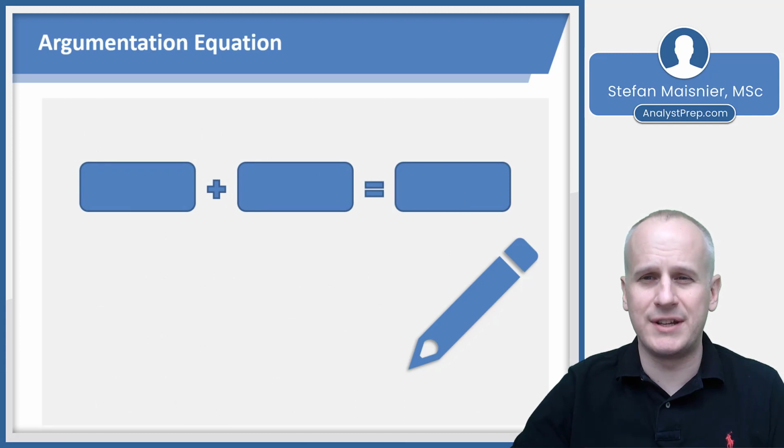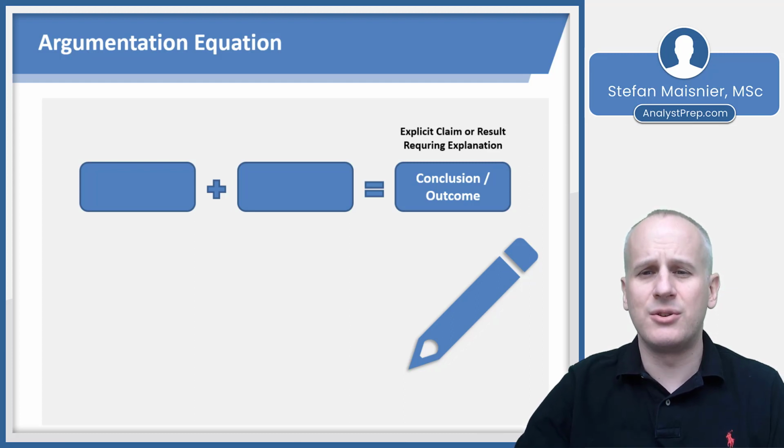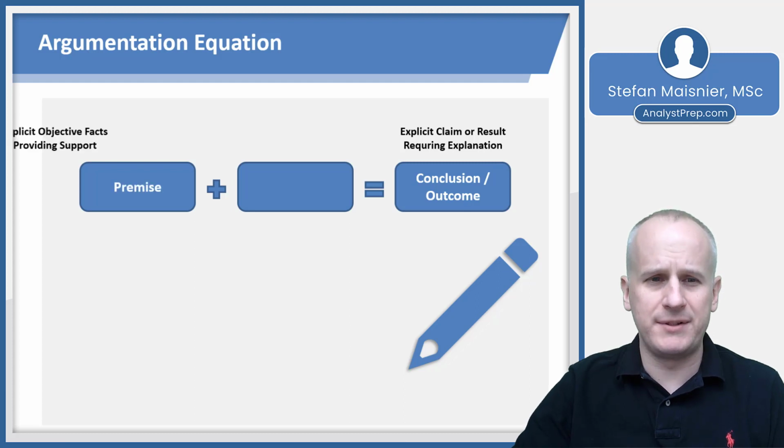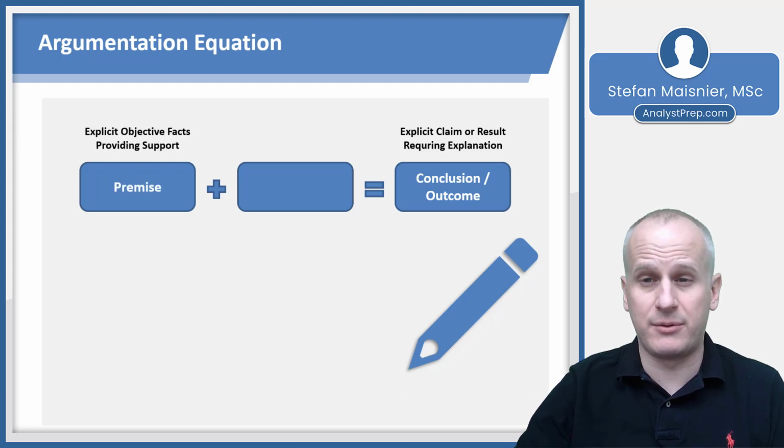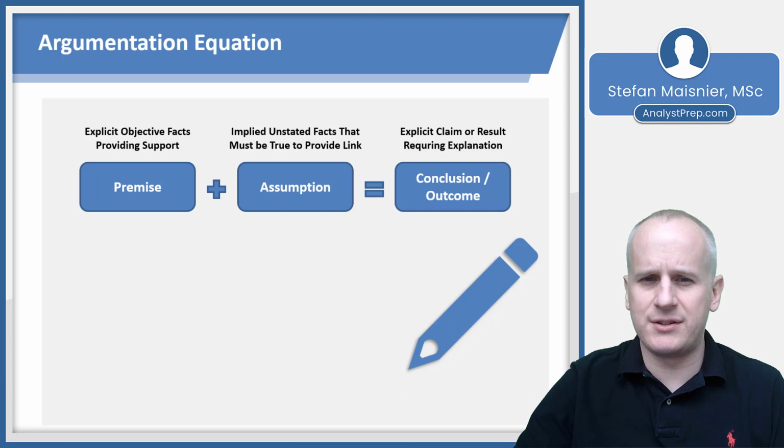Now, our argumentation equation is going to be slightly different here when we're trying to explain some sort of surprising situation or paradox. So we've got a conclusion or outcome. You may find a situation with these explain questions where you're like, that doesn't feel as much like a subjective opinion. So it's a claim or some sort of result. Again, it may be facts that require explanation, and that's going to function as your conclusion here. Your premises are still going to be the explicit objective facts that theoretically are providing support, even if they seem to a degree counterintuitive. And the assumptions, as always, are going to be the unstated facts that must be true to link the two things that seem surprising together.